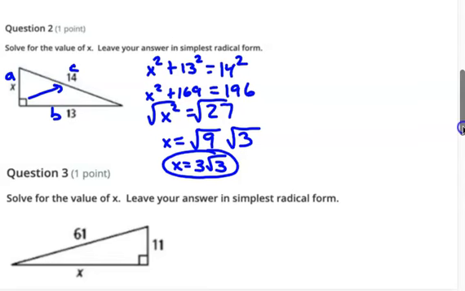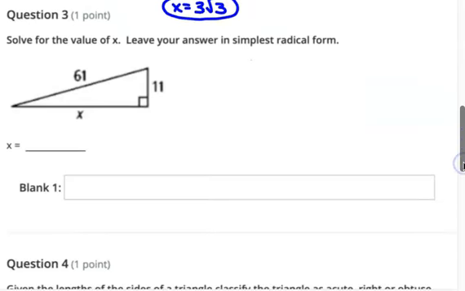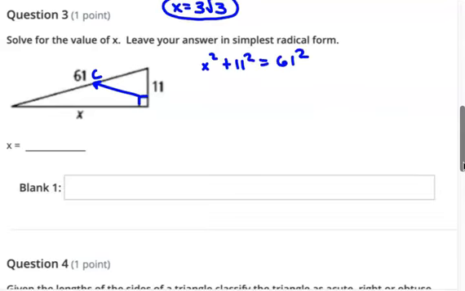Third one, solve for the value of x. Leave your answer in simplest radical form. Same thing. Here's the right angle, which means that 61 is the hypotenuse, so it goes all by itself on one side of the equal sign. So we have x squared plus 121. 61 squared in your calculator comes out to 3721.